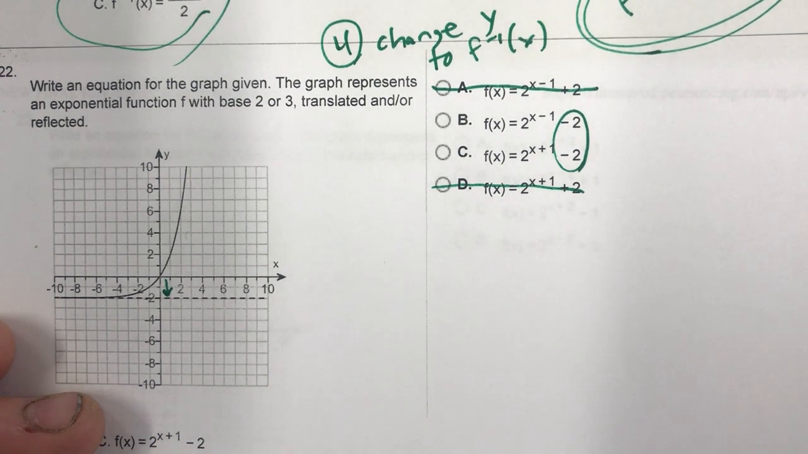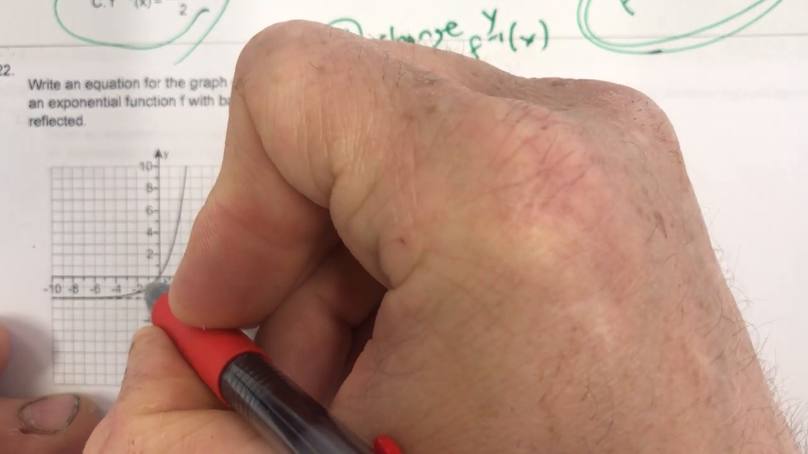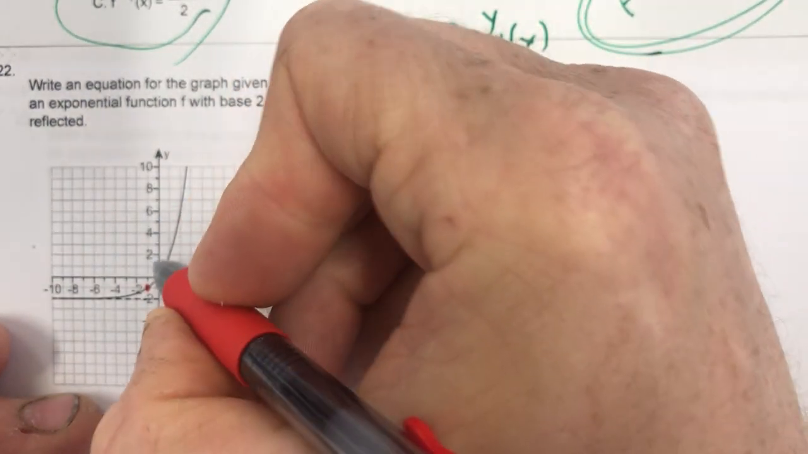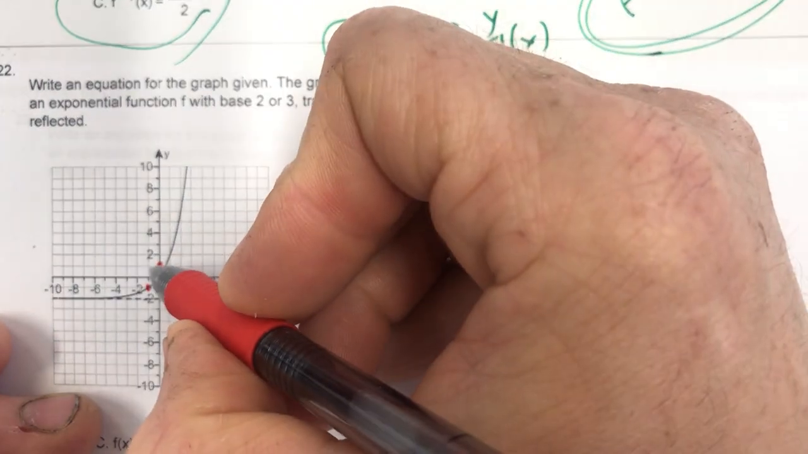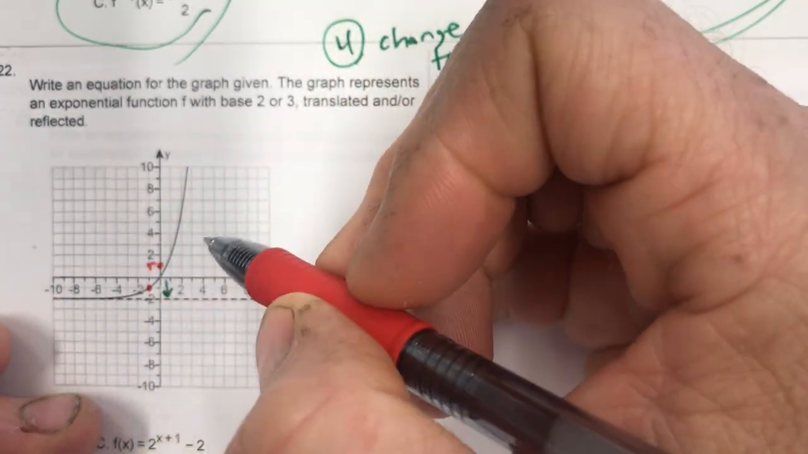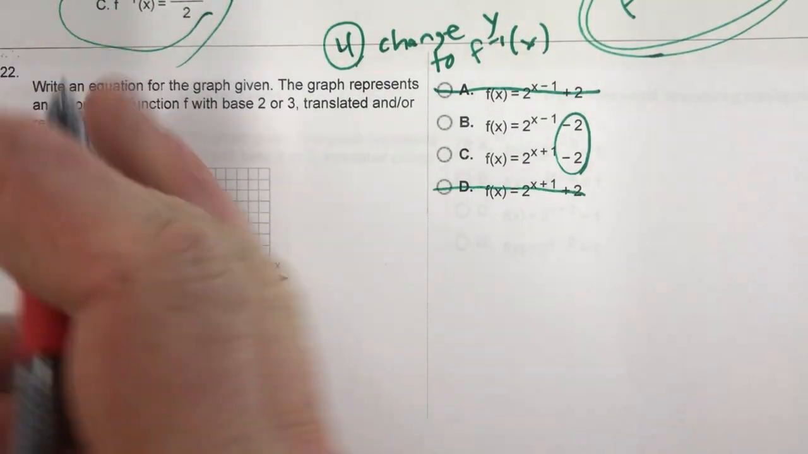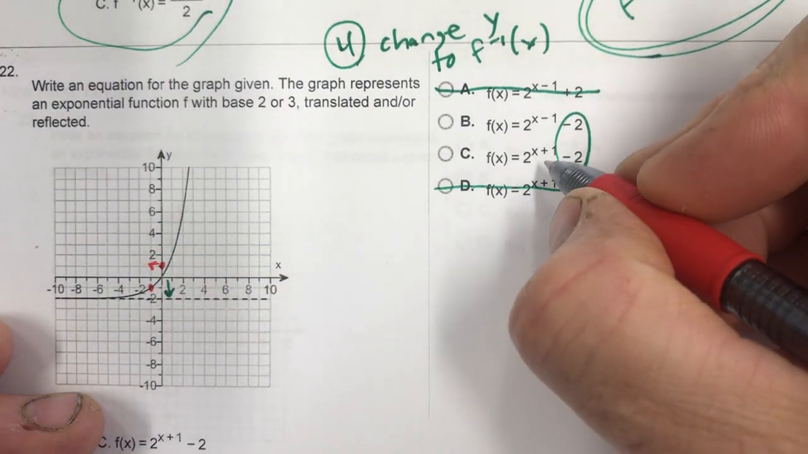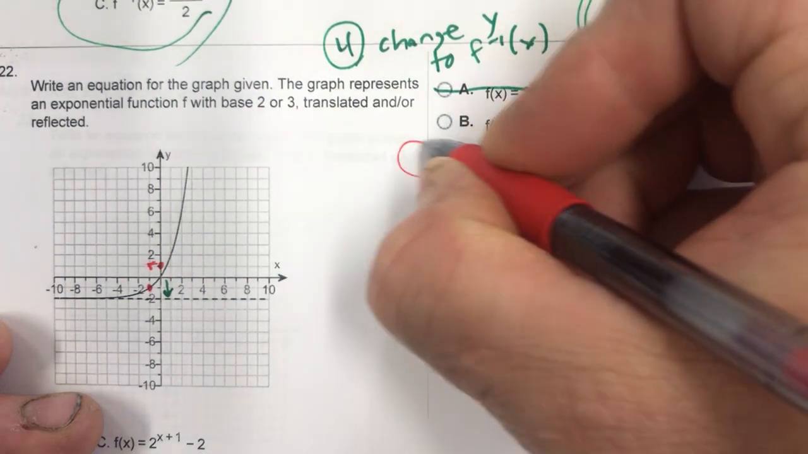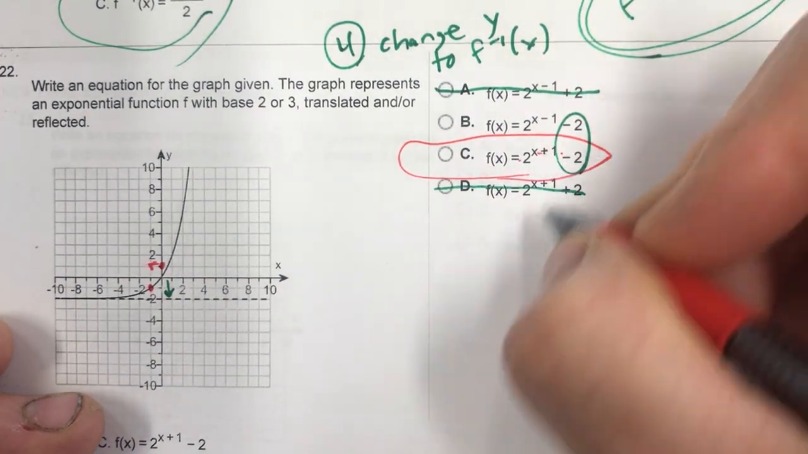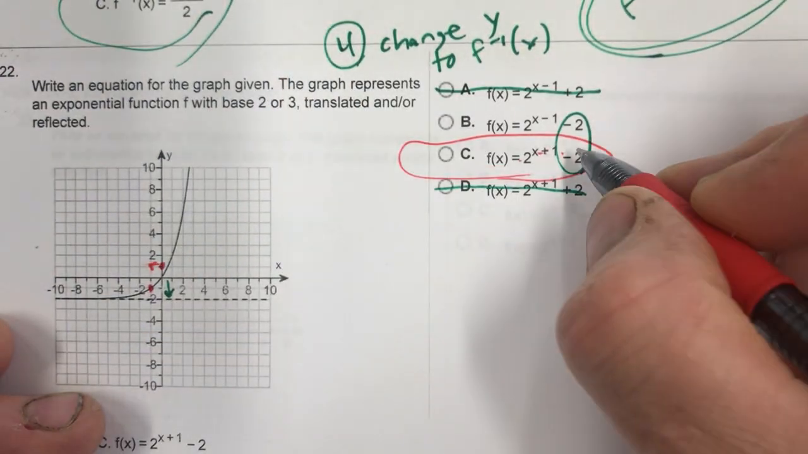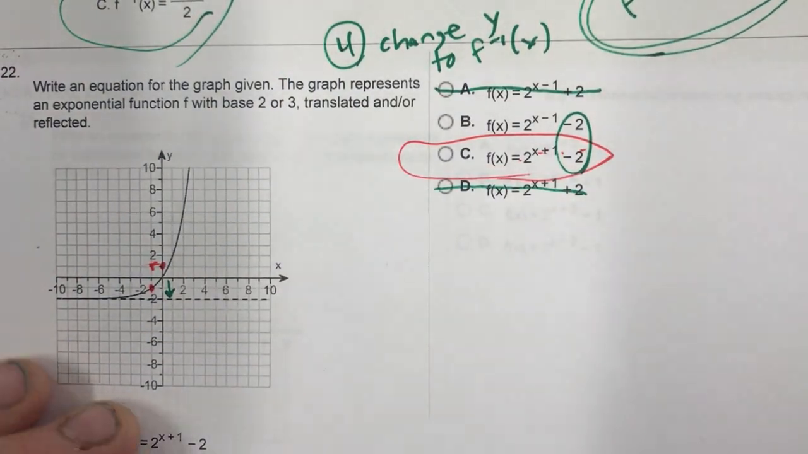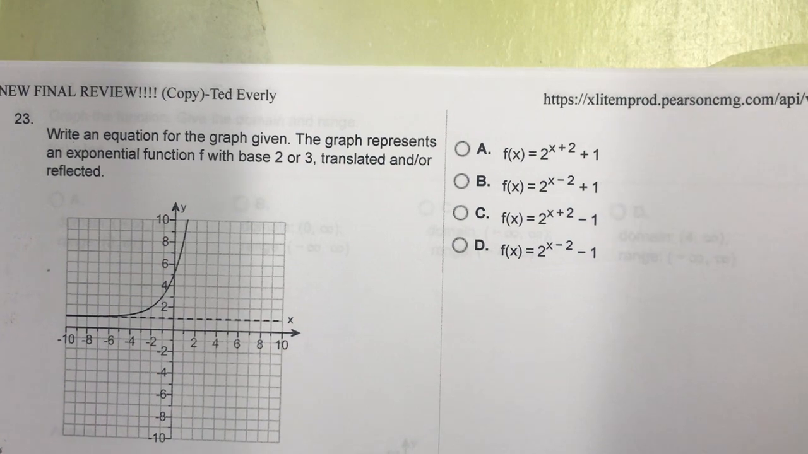Okay, now what I got to do is find the point that's 1 up from the asymptote. So here's my asymptote, and 1 up would be this one right here. Normally that point is right here. It looks like it's gone to the left 1. So this thing is moved over to the left 1, which means I'm going to have x plus 1. So it looks like right here, see, x plus 1 in the exponent. It's x plus 1, and it's gone down 2, which means minus 2. Here's another one, 23.